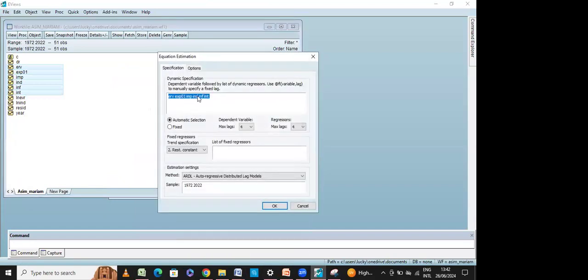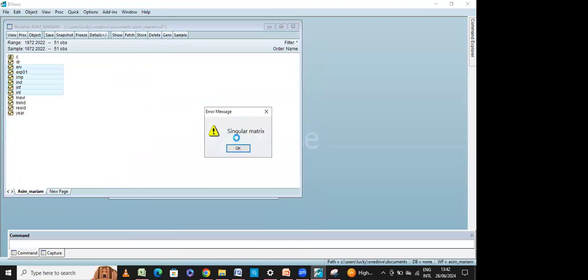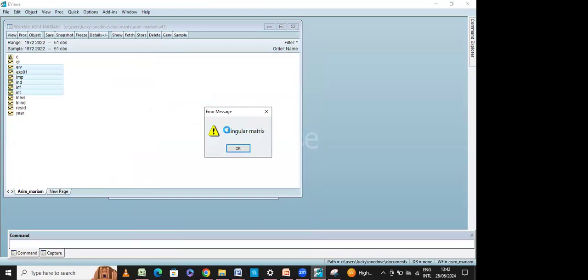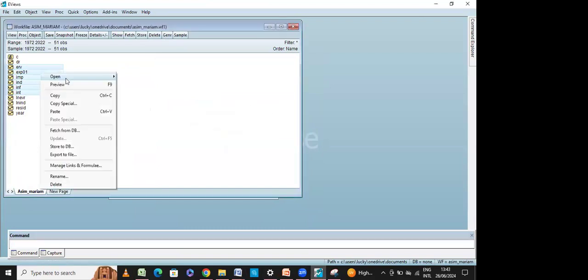Okay, 1 2 3 4 5. Let's go for the 9 lakhs. I think it will show me, see, singular matrix. It is showing me a problem, I thought it was multicollinearity. No, it is not a problem of multicollinearity. It is a problem with the lags.